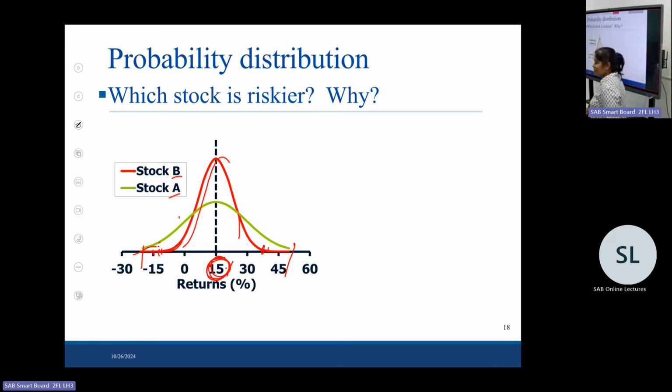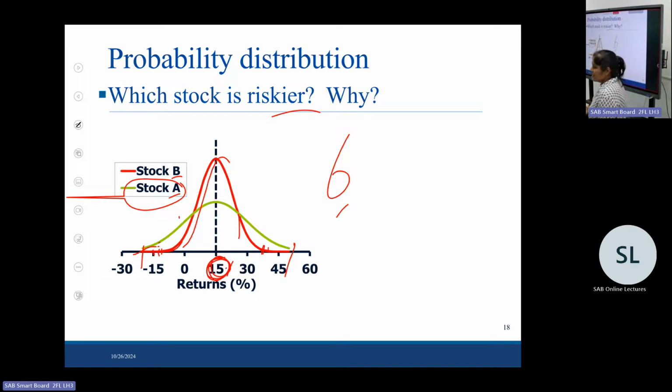In these two diagrams, two distributions, A is riskier because it's very wide. The distribution is very wide. This one is more peaked. So by looking at the distribution, you can identify this. The same thing, by calculating standard deviation, you can quantify.